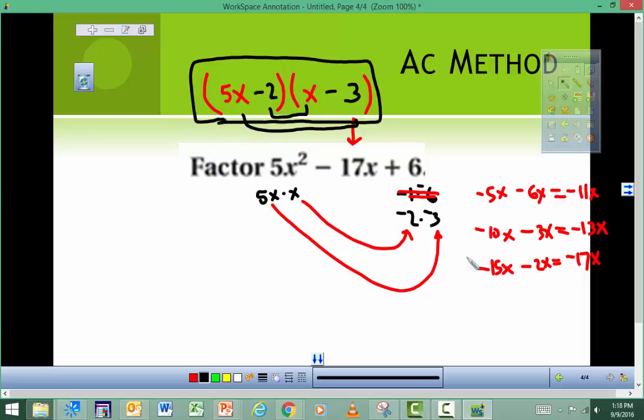Now, you've copied down this example that I did? Yeah. Now, let me show you the same problem doing it the AC method. Okay? And then you can decide which one's better for you.